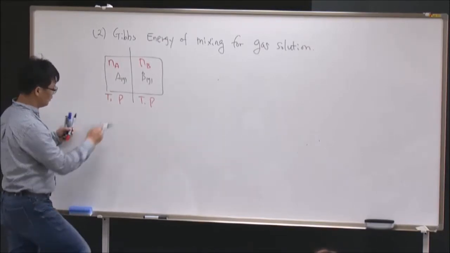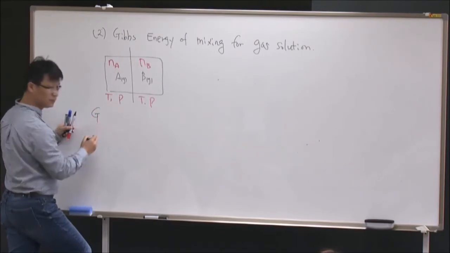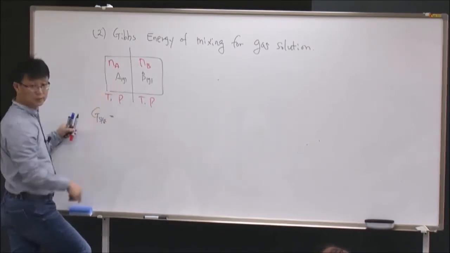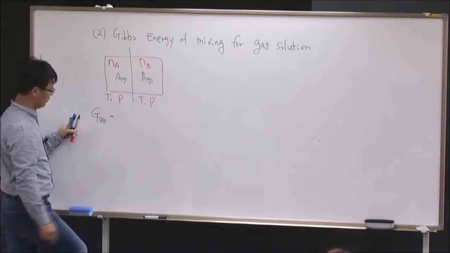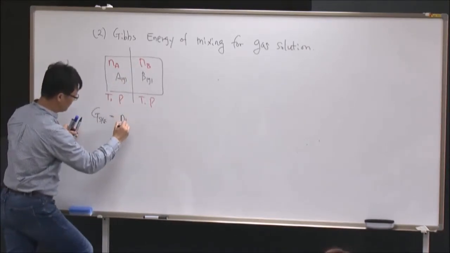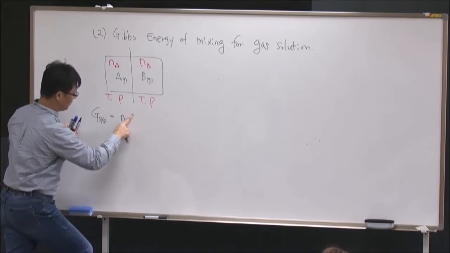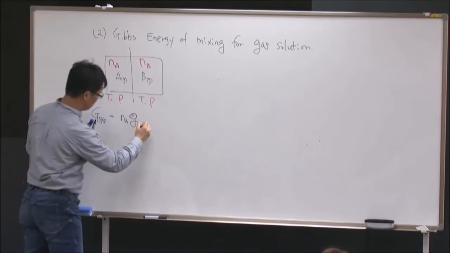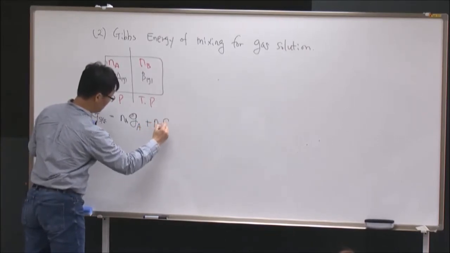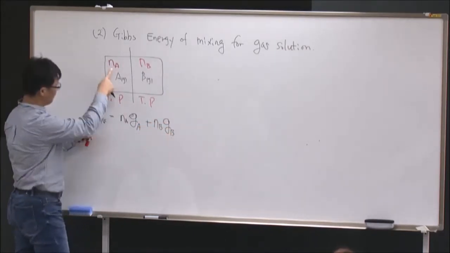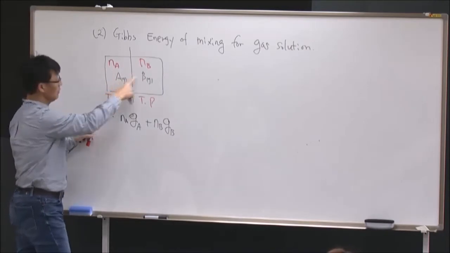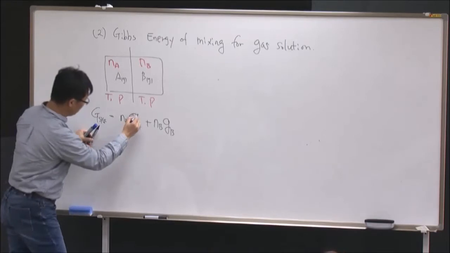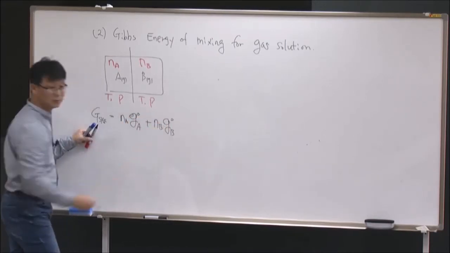And under this condition, the Gibbs energy of the system for this condition is NA Gibbs energy of A plus NB Gibbs energy of B, because I have NA moles of A Gibbs energy and NB moles of B Gibbs energy. And this is pure, actually.